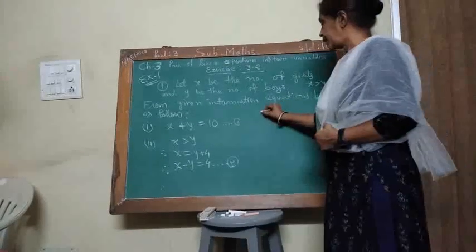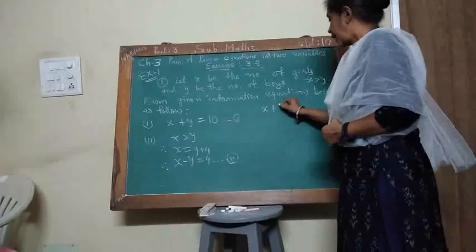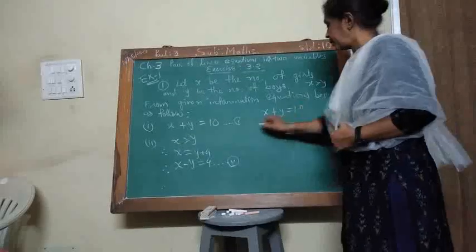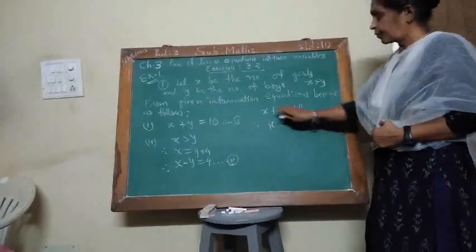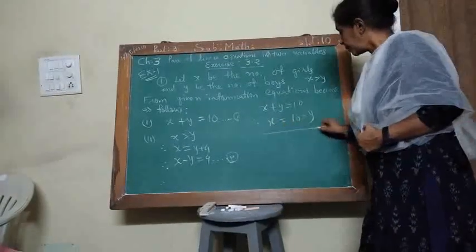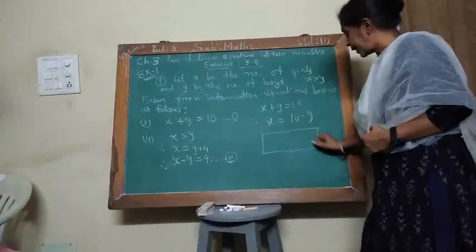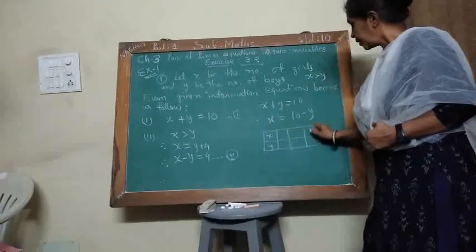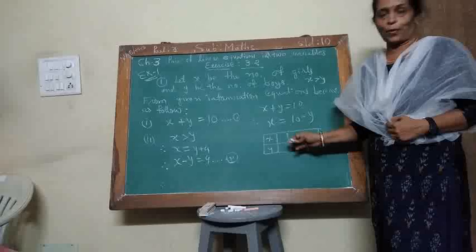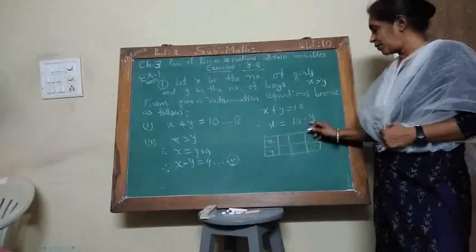Now how to make the table, again? I repeat. x plus y is equal to 10, therefore x equals 10 minus y. Y goes on this side. Make the table for the first line, x and y. This equation is very simple, so you can make the table very easily.